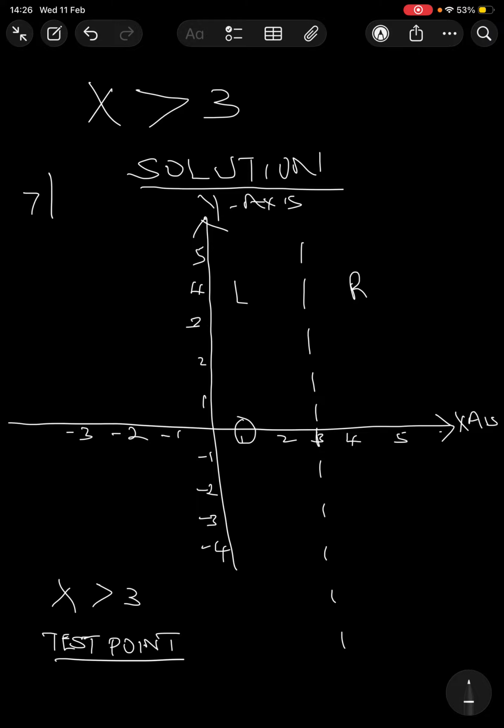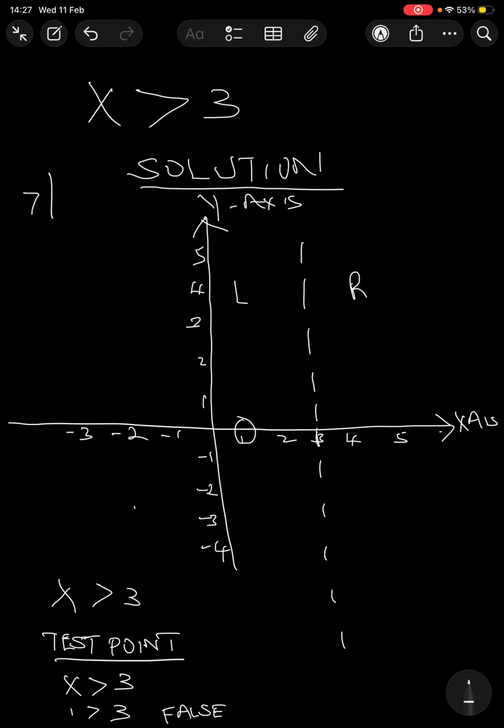After picking the value of x as 1, you come back to your original question, which is x is greater than 3. You insert that value, and I took 1 as the value of x. So is 1 greater than 3? Is it true or false? This is false. There is no way that 1 is greater than 3.